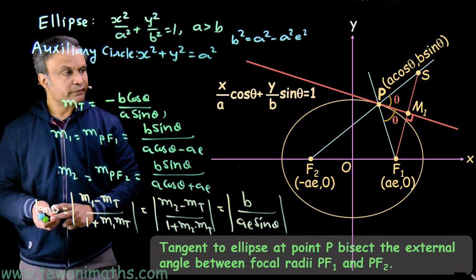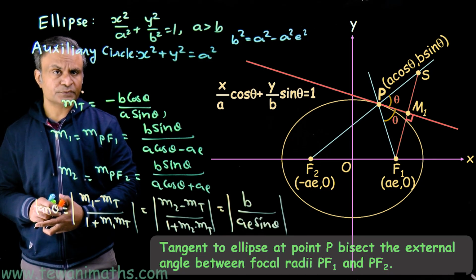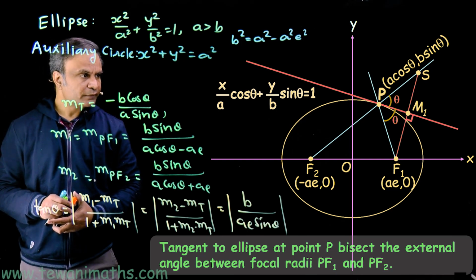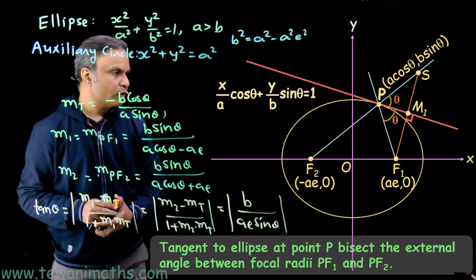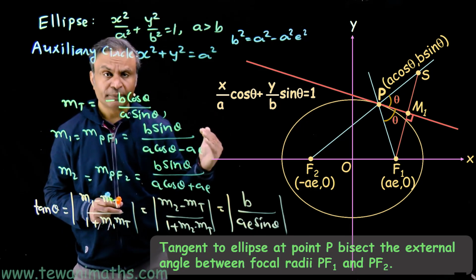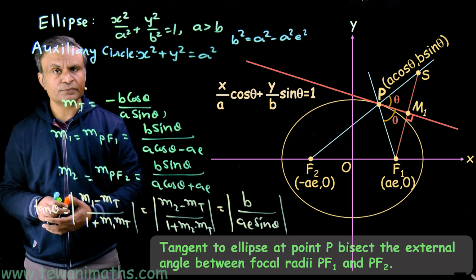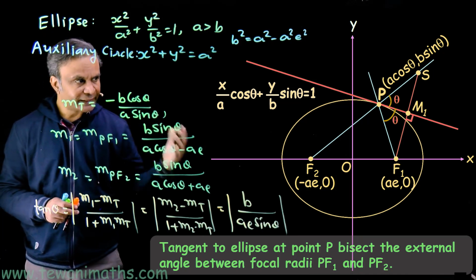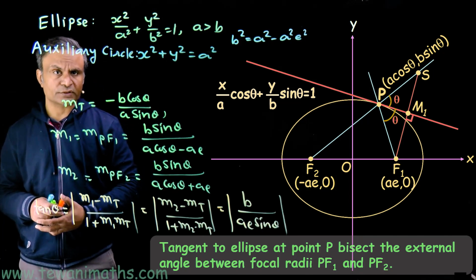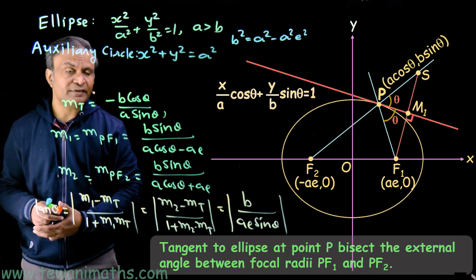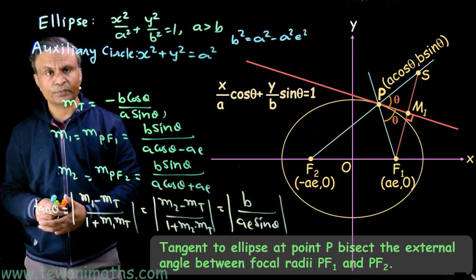Now from this we can define the reflection property of the ellipse. If an incident ray is sent along line PF1, then after striking the surface of the ellipse, the reflected ray passes through the other focus. The reflected ray travels along line PF2.